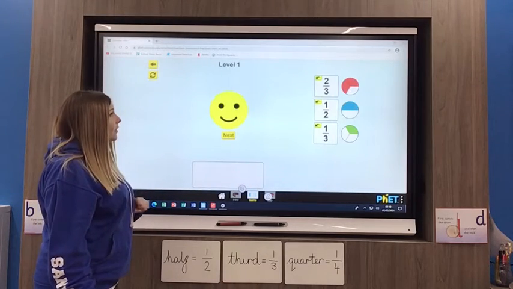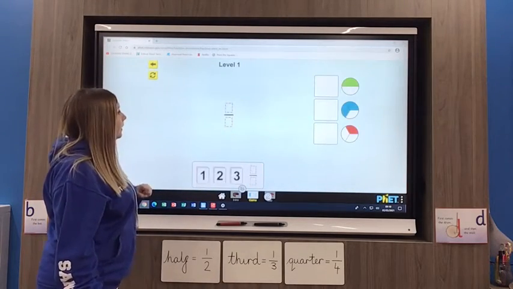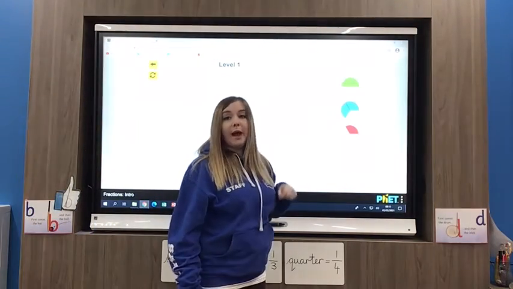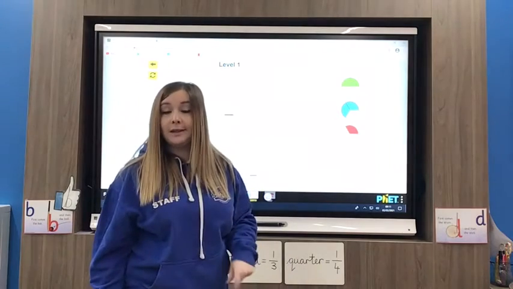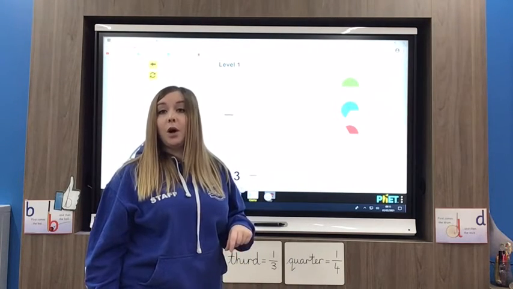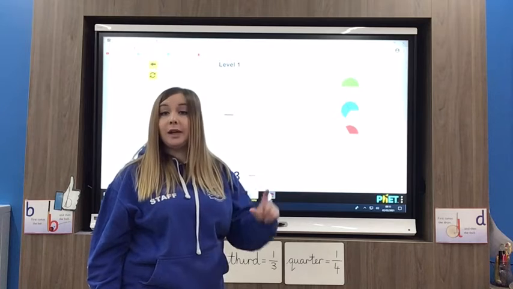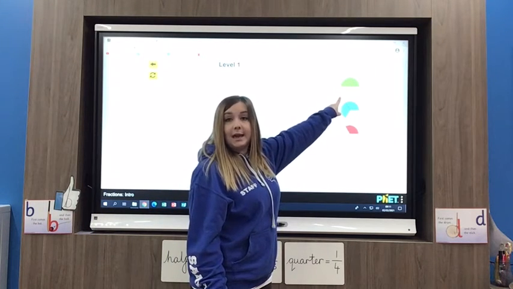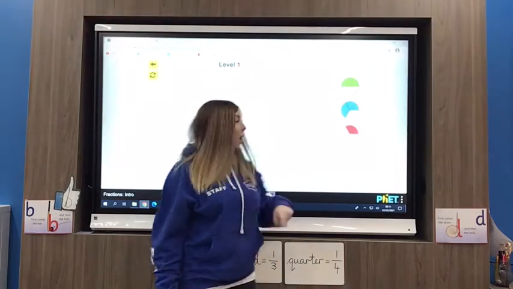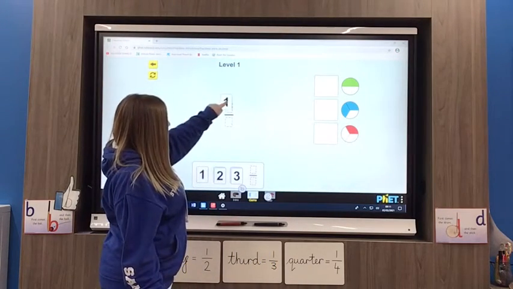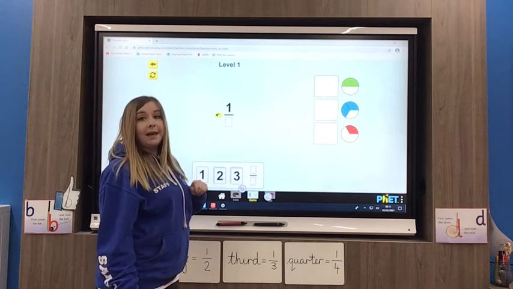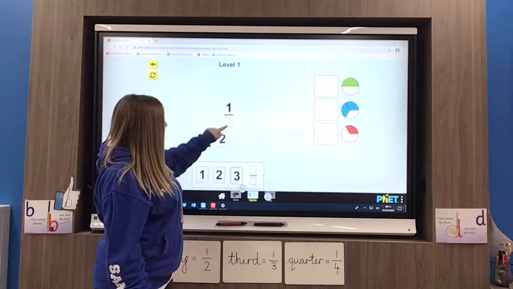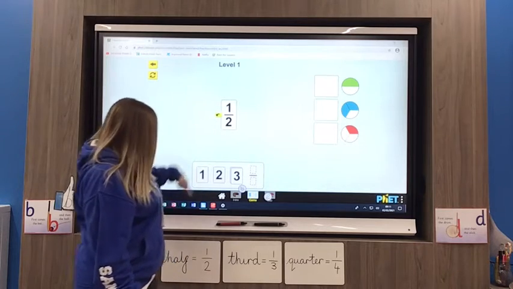So, level 1. We've got some fractions here that are represented visually using a diagram, and we've now got to represent it using our numerators and denominators. So, how many pieces have I got shaded here? I've got 1. So let's grab a 1. And then how many is there all together? There's 2. So we've got 1/2.